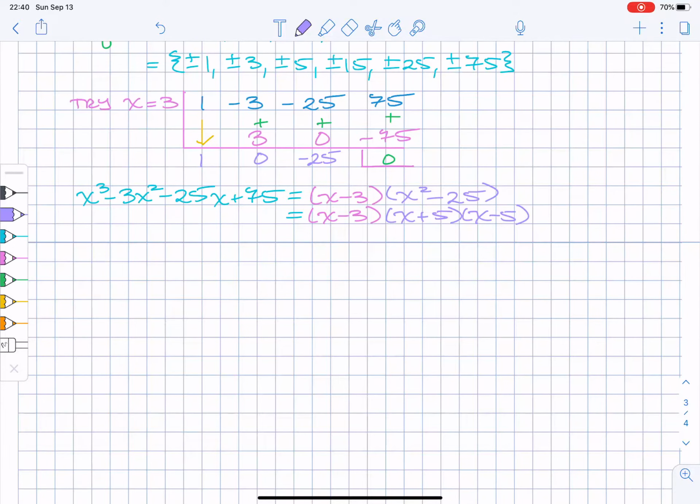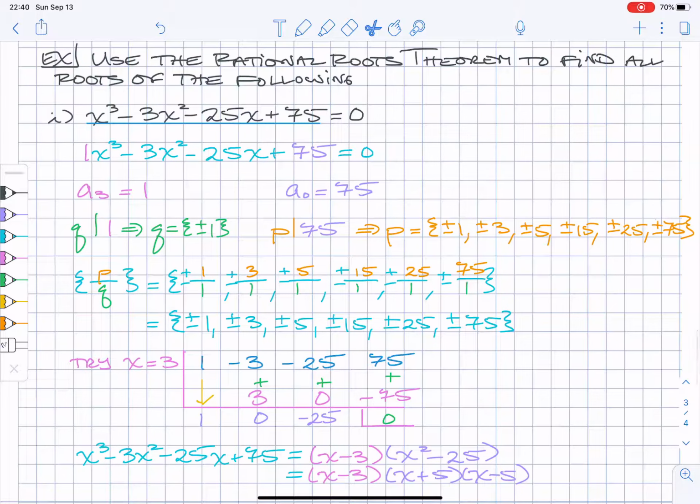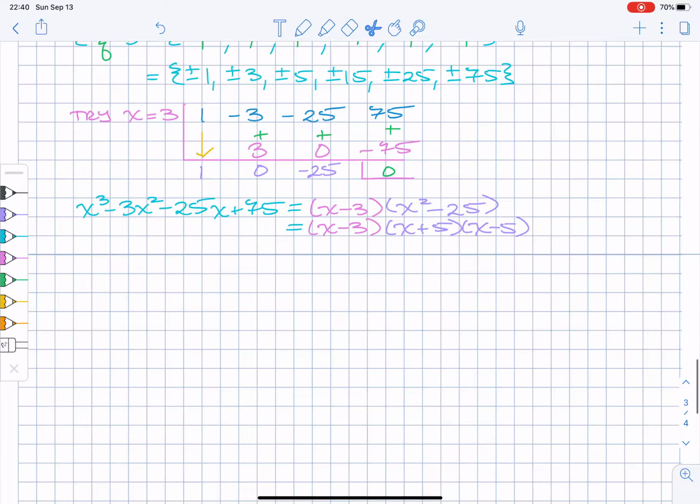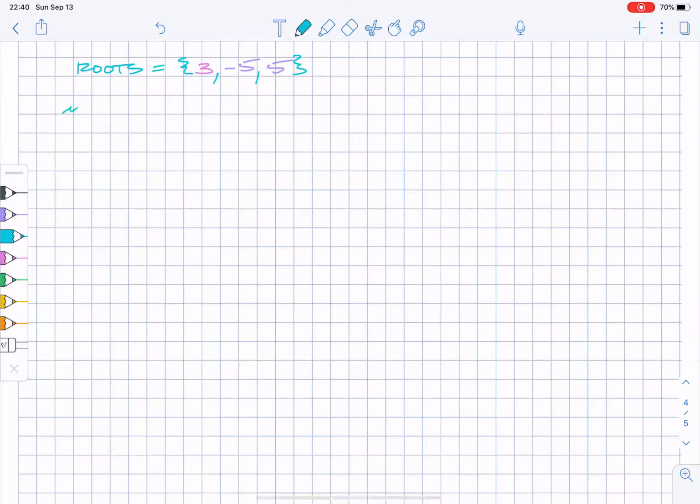Okay, so my roots, all of my rational roots, I think I'm going to try and give myself more room here. Okay, I don't really have it. That's unfortunate. Okay, so my roots are going to be 3, negative 5, and positive 5. And these are rational because whole numbers are always over 1, so they can technically be termed rational roots.